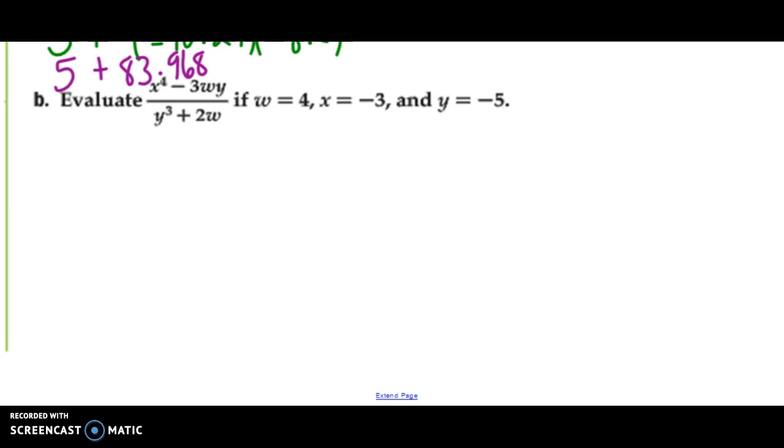Evaluate x to the fourth minus 3wy over y to the third plus 2w, where x is negative 3, w is 4, and y is negative 5. So again, first step is always the same. Replace with the numbers that I know.